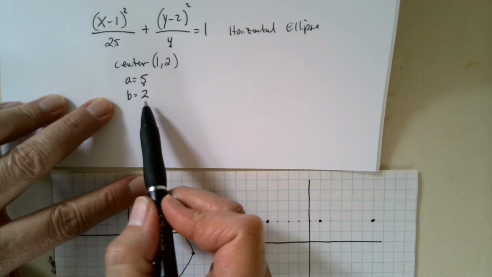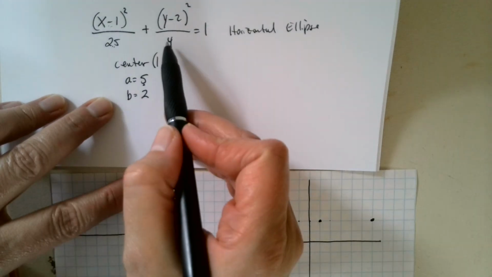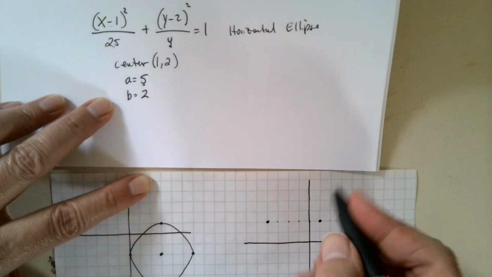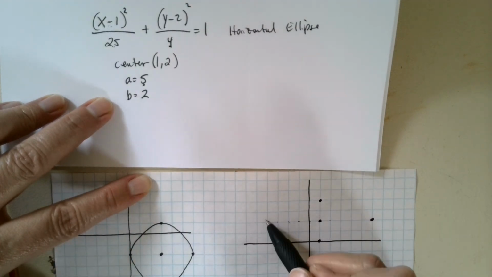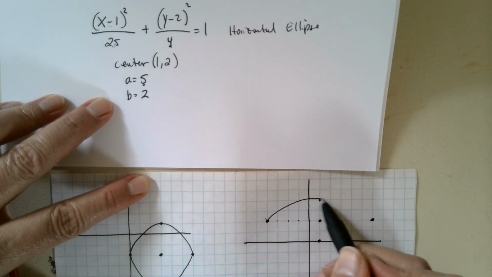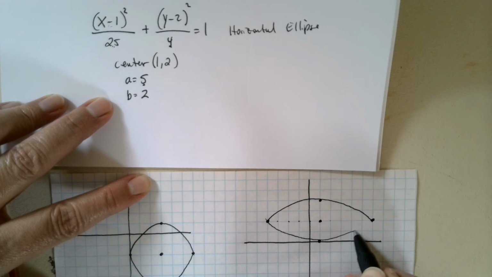B is 2. B is the distance from the center to the vertices on the minor axis. The 2 came from the 4, which was underneath the y. So I'm going to go 2 up and 2 down. And then I'm going to connect my vertices, and they might always kind of end up looking like cat eyes. And so that is how you graph.